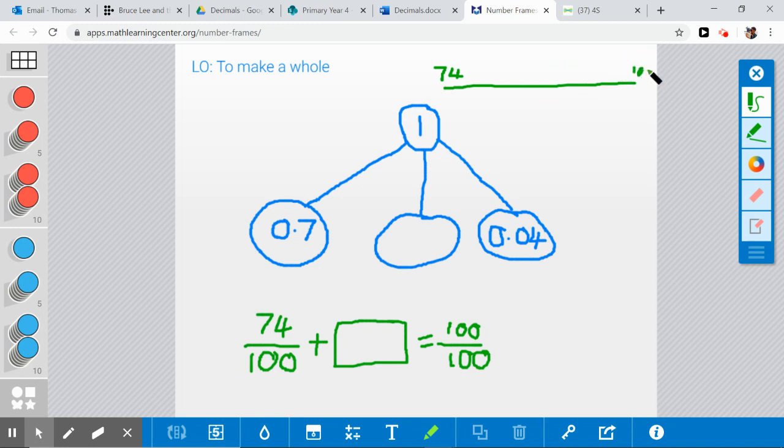And I need to add something to get all the way to 100. So I need to add 6 to get to 80. And then I need to add 20 to get to 100. So I added 26 altogether. So my answer is 26 hundredths. Now you'll notice that you'll need to put your answer as a decimal. But you should know by now that 26 hundredths as a decimal is 0.26.